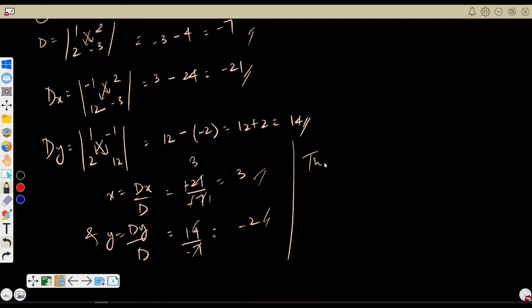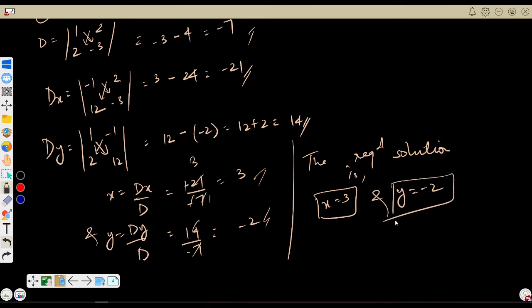We'll just write a statement. The required solution is x is equal to 3 and y is equal to minus 2. I hope the solutions are clear to you. Now we'll move on to the next sum.